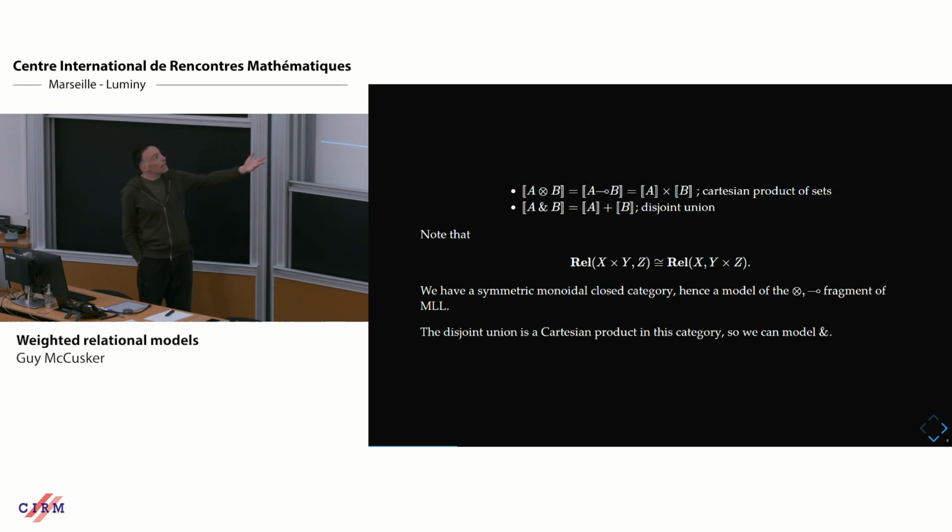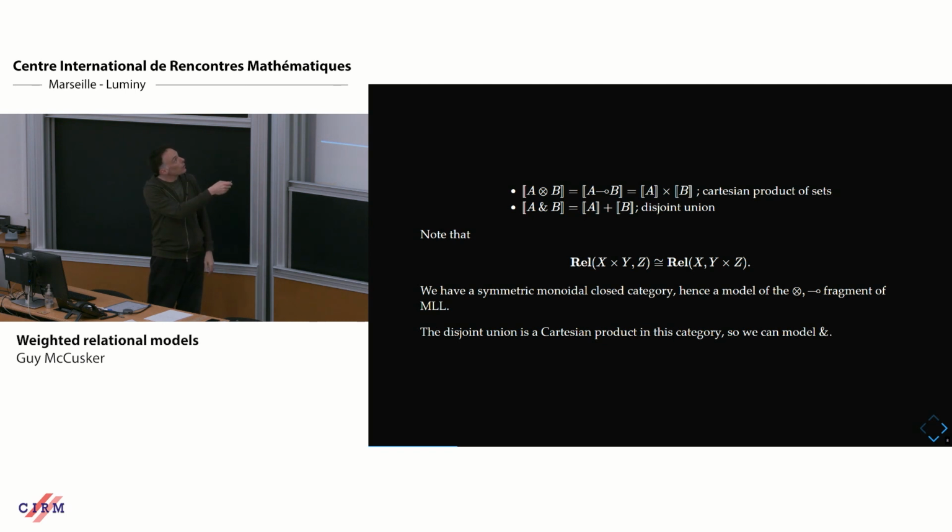And because relations are just subsets of the Cartesian product, morphisms from X cross Y to Z are the same thing as morphisms from X to Y cross Z, which means if you pretend that this thing, which is a Cartesian product of sets, is also the tensor product from the logic, and this thing, which is the Cartesian product of sets, is the arrow from the logic, then you see that you have a closed category in the simplest possible way. So we get a model of the multiplicative fragment of MLL.